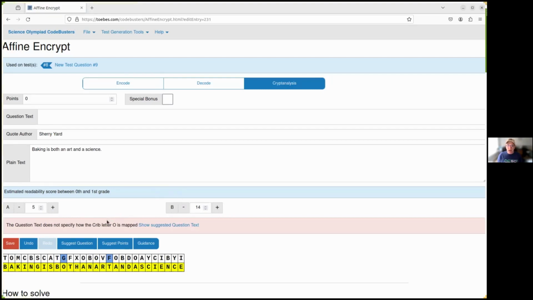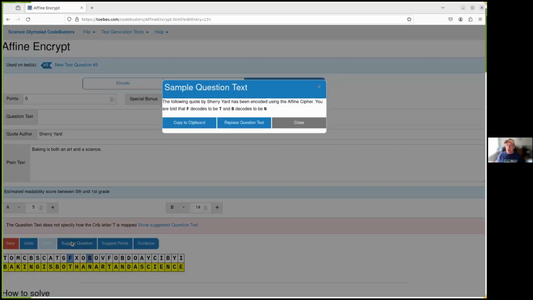Now you need to pick two columns that the mapping is given to the students. And then from this mapping, they'll be able to determine the values for A and B. And once they know A and B, they can solve the cipher by encoding the ciphertext and finding out what the cipher characters map to. So we'll pick F and B, and next we'll set the question text with the suggest question button.